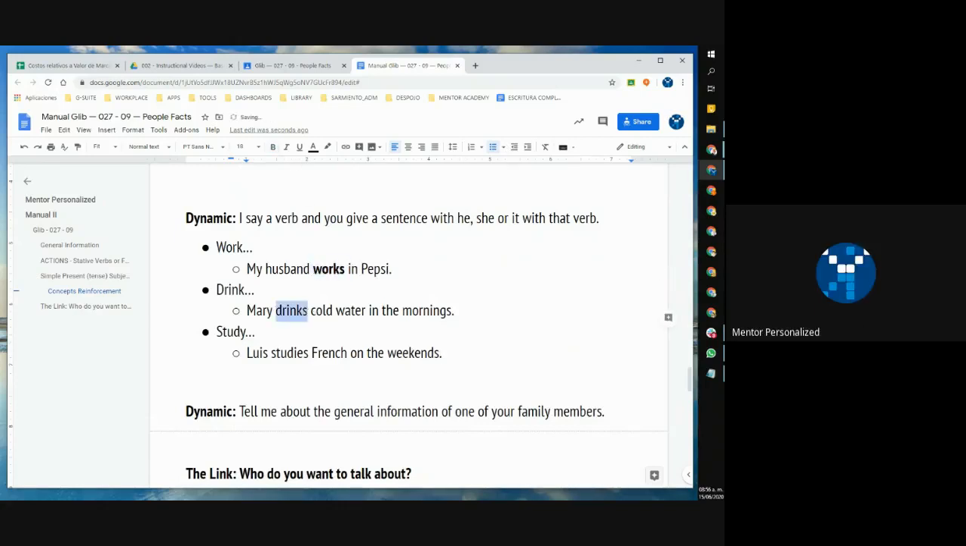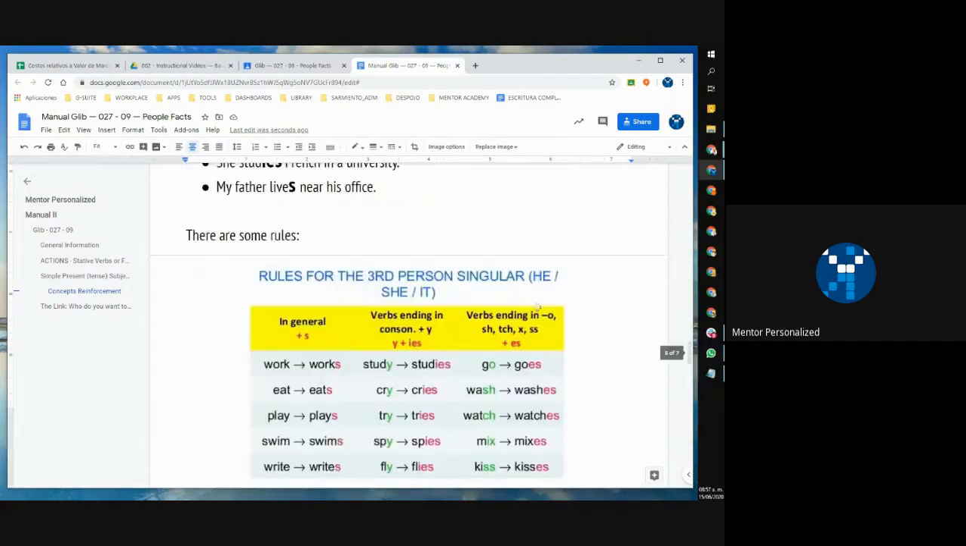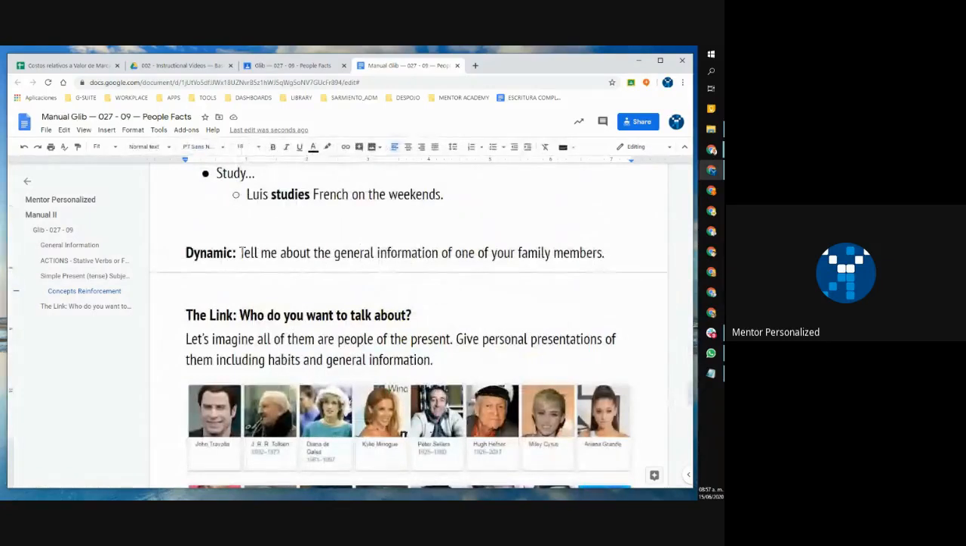So remember, verb plus es, and verb plus s. Okay? Very important. Super important. Excellent. Okay, Dynamic, tell me about the general information of one of your family members.